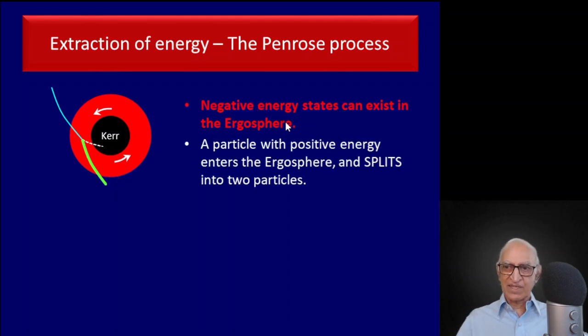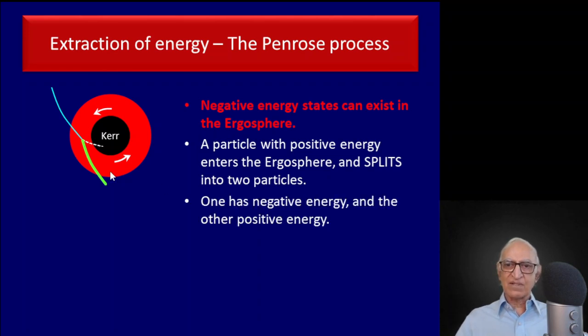So what I'm saying is, let us consider a particle with positive energy entering the ergosphere and splitting into two particles. One particle, which is the dashed particle, has negative energy and the other has positive energy. Let us say that this incident particle has energy of plus 10 in some units. It breaks up into two particles, one with energy minus 5, the other with energy plus 15. So plus 15 minus 5 is plus 10, which is the energy that I have.